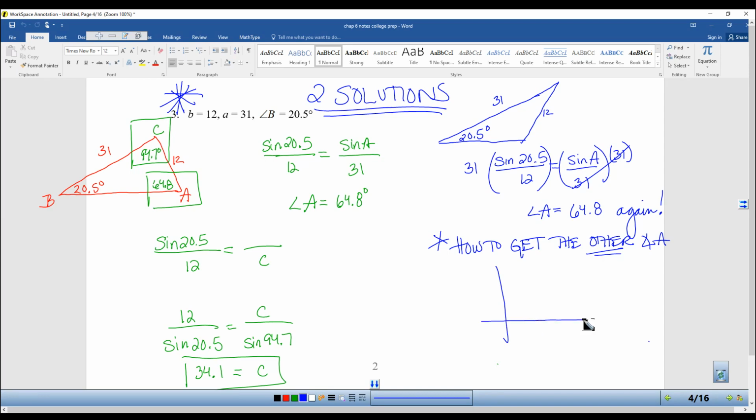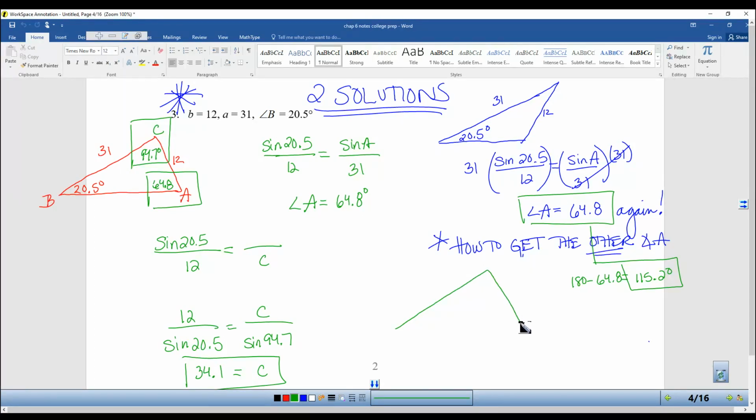So here's 64.8. What is that angle in quadrant 2? It's over here, where this is 64.8. But I really need this big one right here. I need to know what that is. So how do you get that? You can do 180 minus 64.8. And it's going to give you the other answer, which is 115.2.